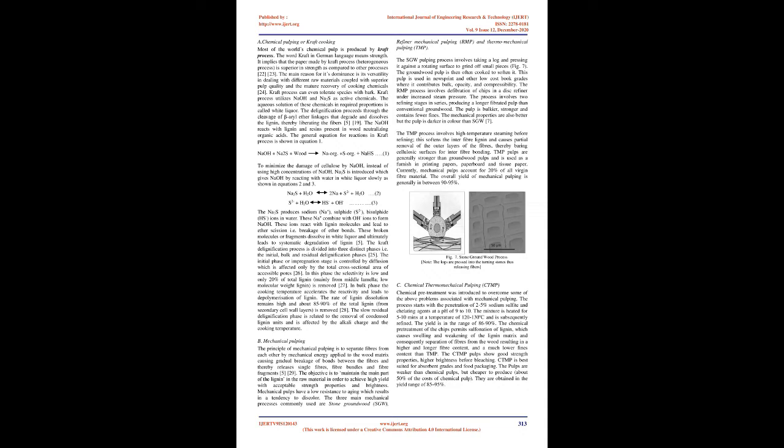Most of the world's chemical pulp is produced by the Kraft process. The word Kraft in the German language means strength. It implies that the paper made by the Kraft process, a heterogeneous process, is superior in strength as compared to other processes. 22-23. The main reason for its dominance is its versatility in dealing with different raw materials, coupled with superior pulp quality and the mature recovery of cooking chemicals. 24. The Kraft process can even tolerate species with bark.